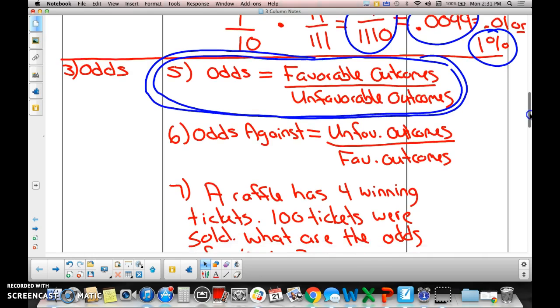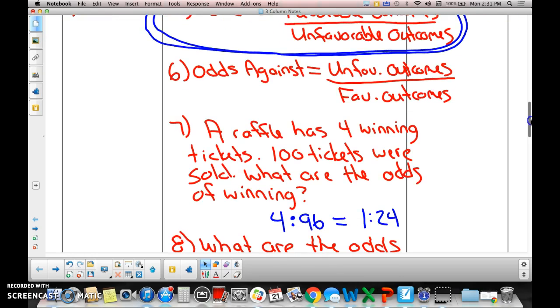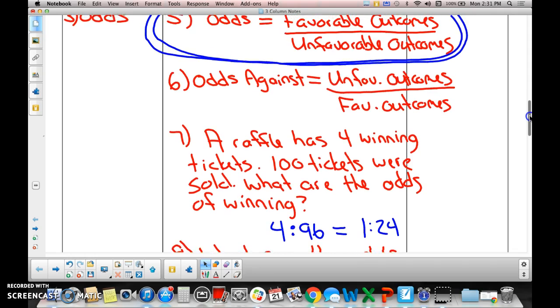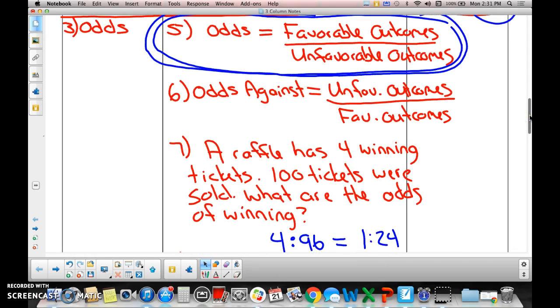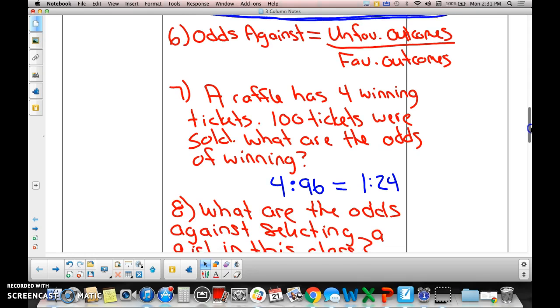So in this raffle, there are 4 winning tickets and there are 100 tickets. How many favorable events are there, you guys? 4. There are 100 total tickets sold. How many unfavorable events are there? 96. So your odds would be 4 to 96, or reduced down to 1 over 24.